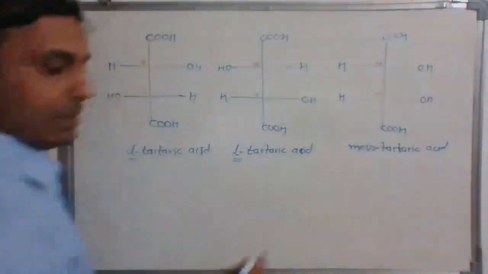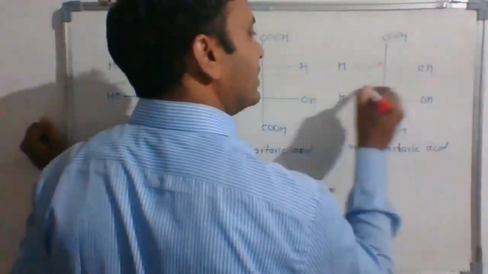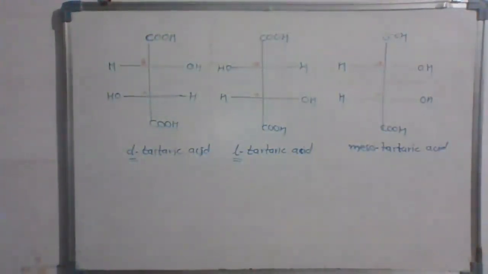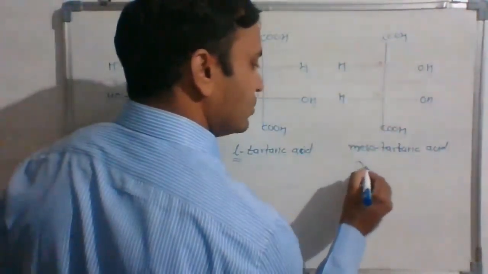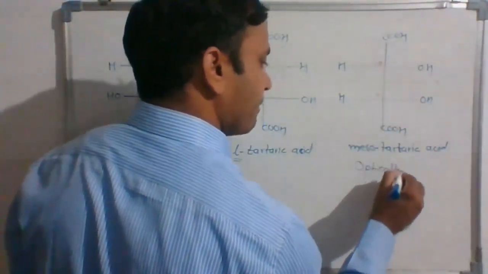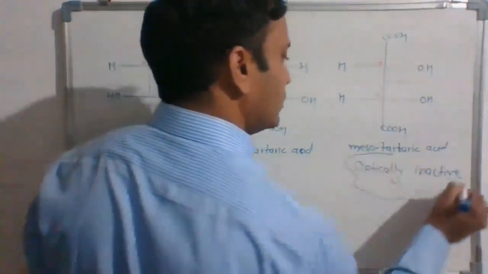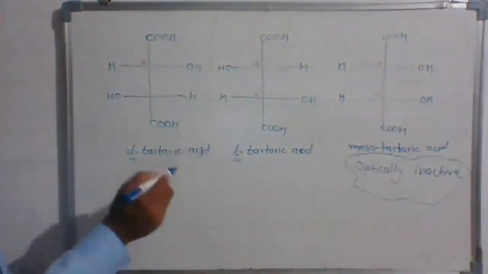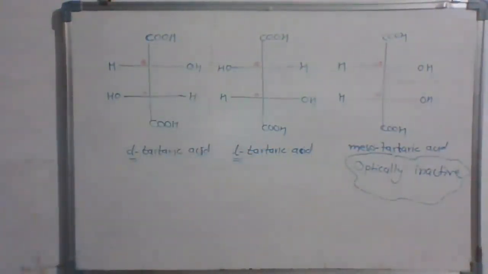But meso-tartaric acid is symmetric. We can pass such kind of plane through the center of this molecule and the molecule is found symmetric. Therefore, it is optically inactive. Both of these are optically active, but the meso isomer is optically inactive. So this is about the meso isomers.